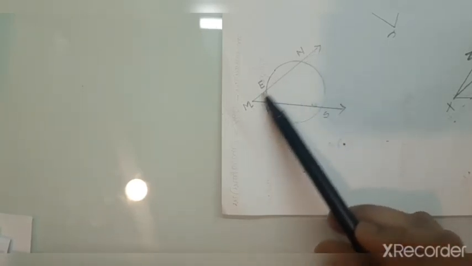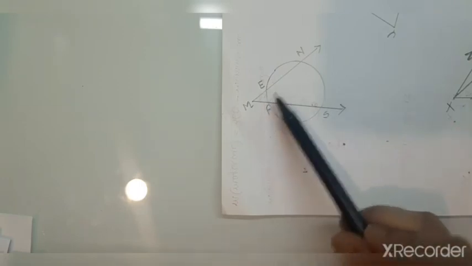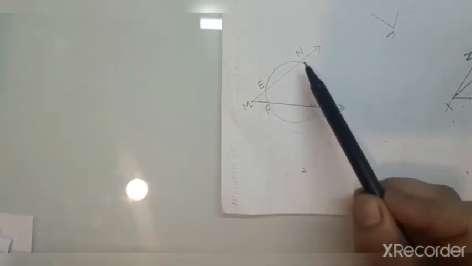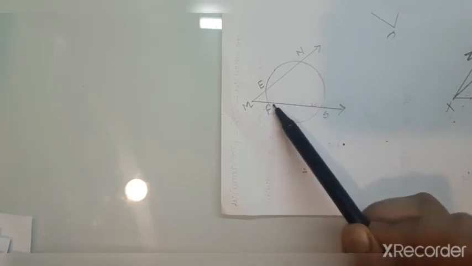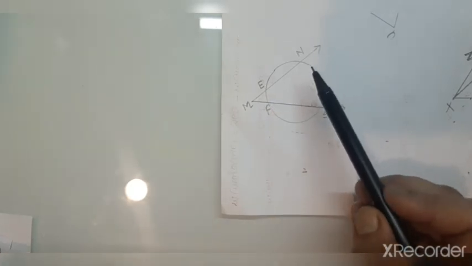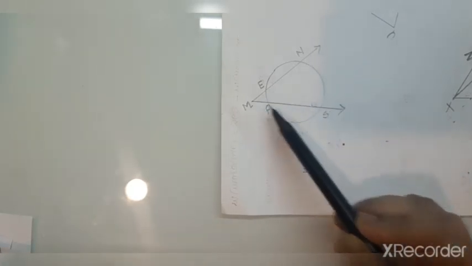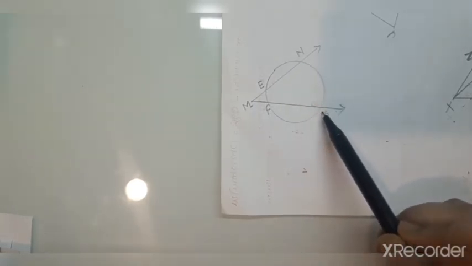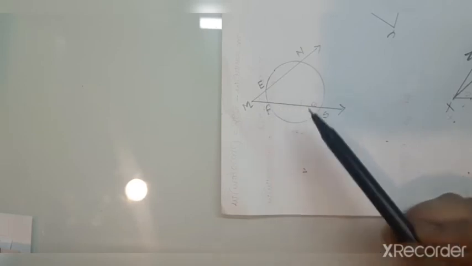What is the angle between these two chords? This angle NMS is half the difference of the measure of the arcs intercepted by the angle. Now this angle intercepts two arcs, NS and EF. So according to the statement, angle NMS is half of measure arc NS minus measure arc EF.